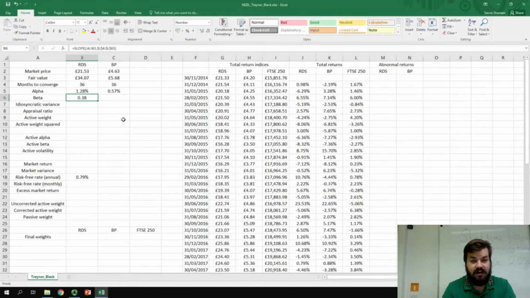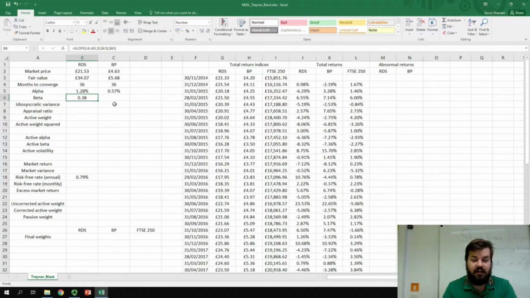It means that if the return of the benchmark increases or decreases by 1%, the return of Royal Dutch Shell will respectively increase or decrease by 0.38%. It means that Royal Dutch Shell is more of a defensive stock. It moves in smaller magnitude relative to the market. So if the market goes up, Royal Dutch Shell goes up to a smaller extent, but if the market goes down, Royal Dutch Shell also goes down by a smaller magnitude.